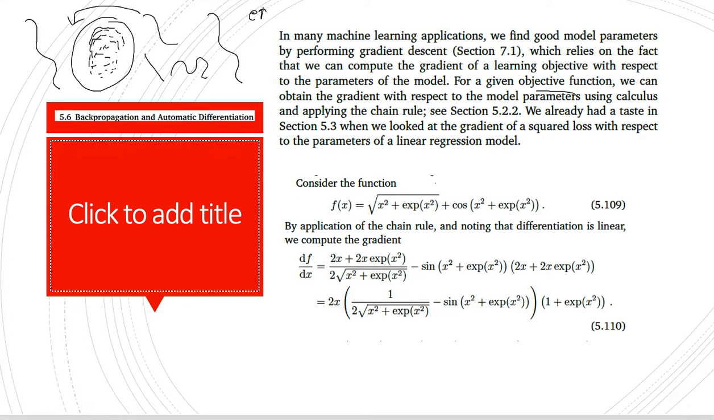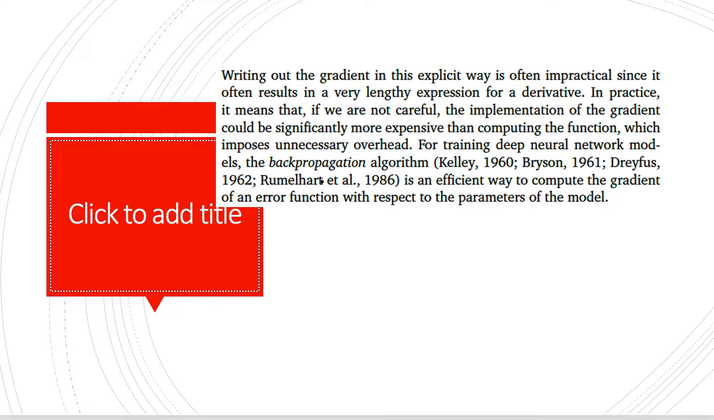So that is the meaning of the objective function. That's why, to train the deep neural network model, this statement says that the backpropagation algorithm is an efficient way to compute the gradient of an error function with respect to the parameters of the model. So basically, we will use the backpropagation algorithm to create our objective function.